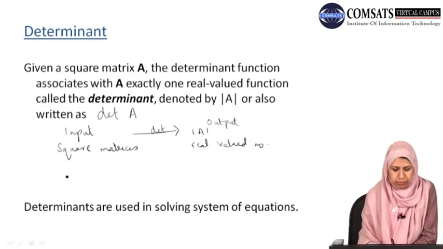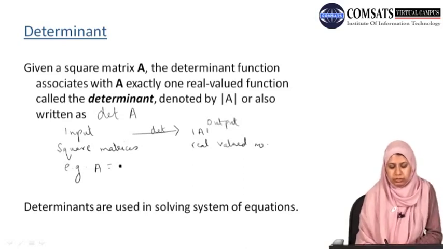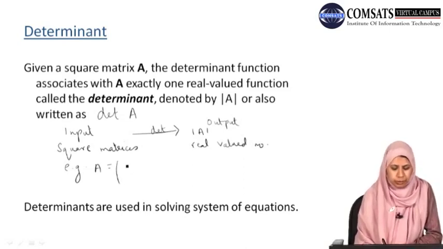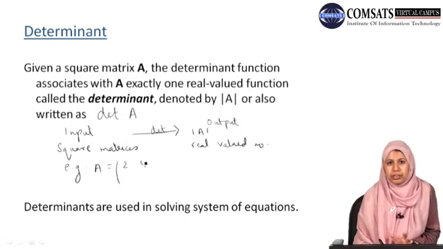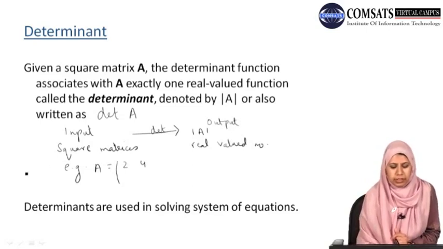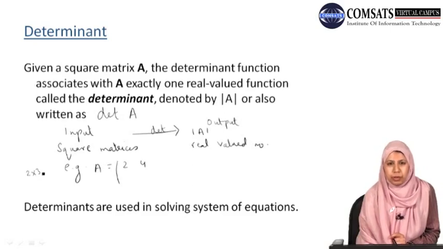For example, if we are given a matrix A, let us consider the simplest one, a matrix of order 2 by 2. Remember that while dealing with the determinants, the matrices should be square matrices. If the matrices have order m cross n, where m is different from n, let's say a matrix has order 2 by 3, where the number of rows is different from the number of columns, then for these types of matrices we cannot find the determinants.